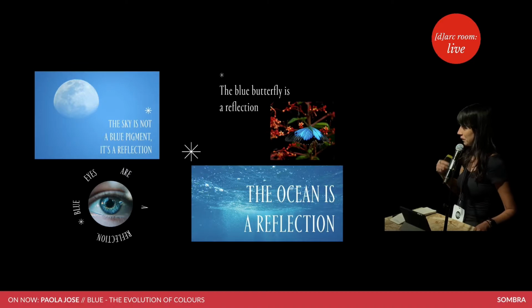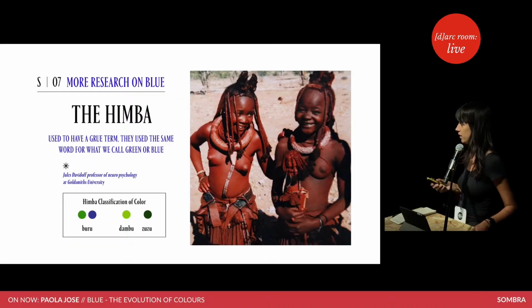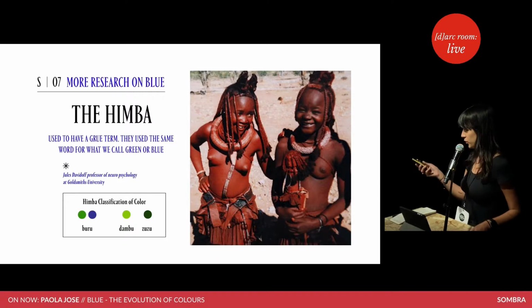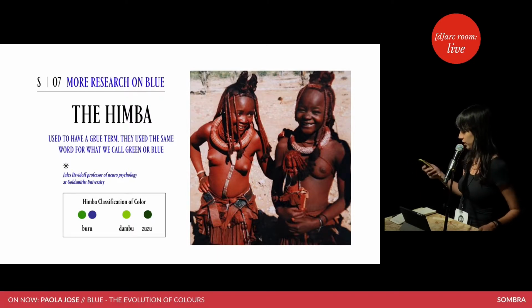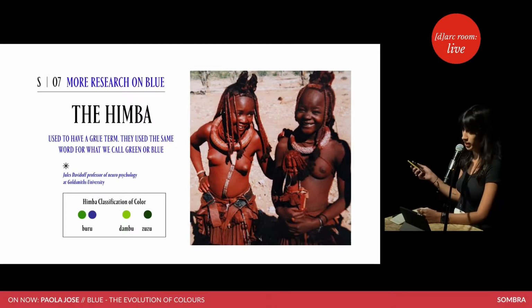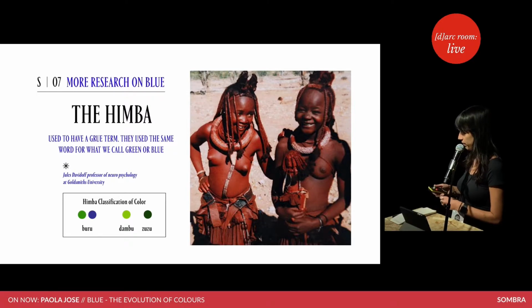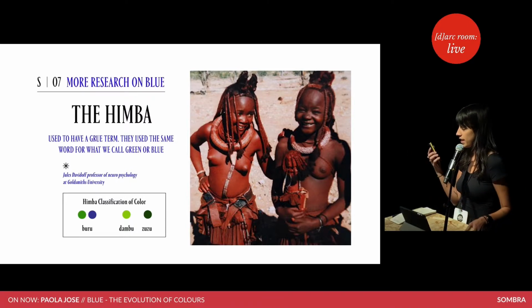So there's more research about blue. It is very interesting. So I've been talking to Professor Jules Davidoff. He helped me a lot to explain his research. He was interested in this tribe called the Himba. They're from Namibia, and they used to have a grue term. So a grue term, it means that they had the one word for what we call green and blue.